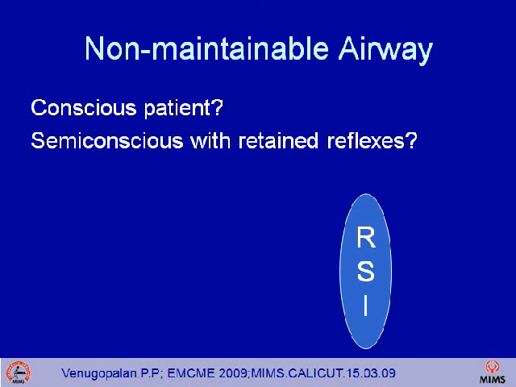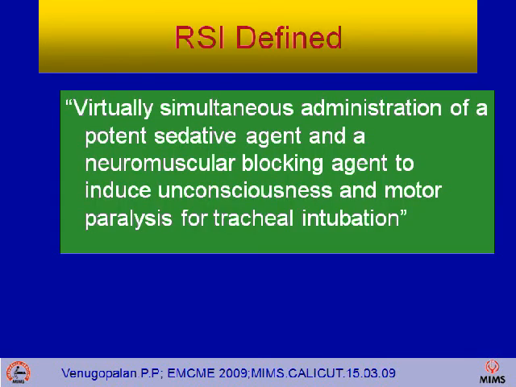In a non-maintainable airway, if the patient is conscious or semi-conscious with retained reflexes, it is unreasonable to insert an endotracheal tube, where you have to think about a technique called RSI. RSI is rapid sequence intubation, or it is otherwise called rapid sequence induction and intubation. RSI means virtually simultaneous administration of a potent sedative agent and a neuromuscular blocking agent to induce unconsciousness and motor paralysis for tracheal intubation.